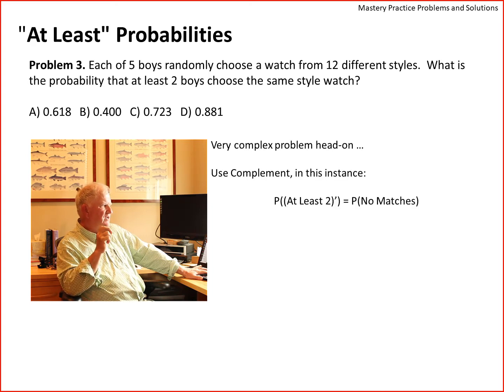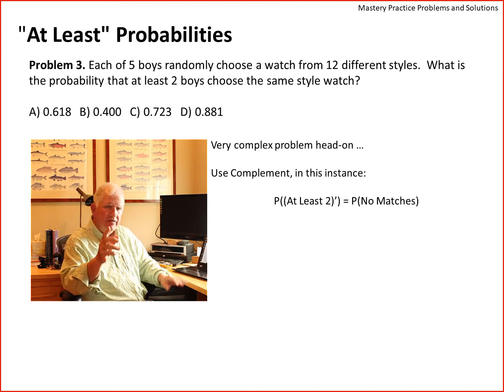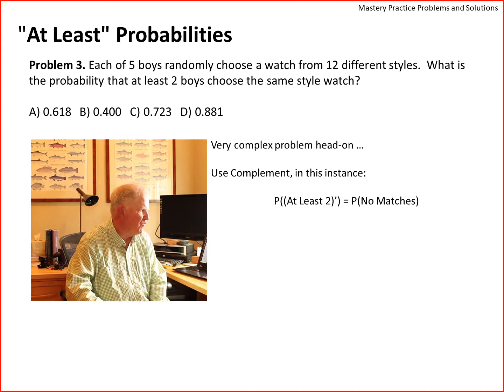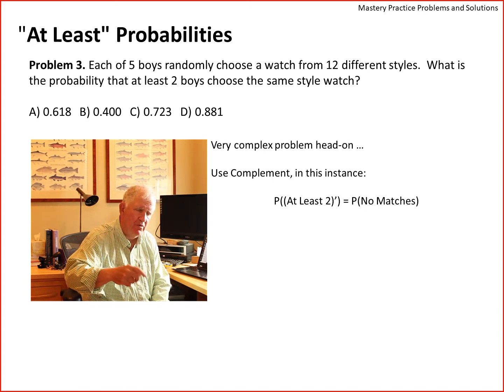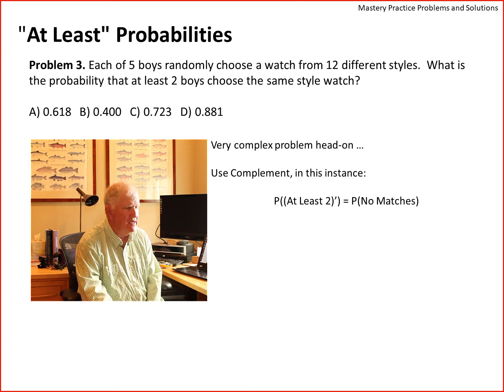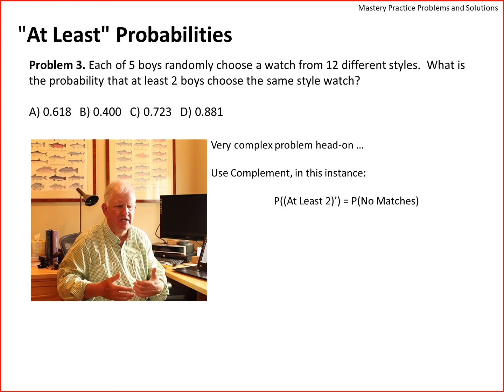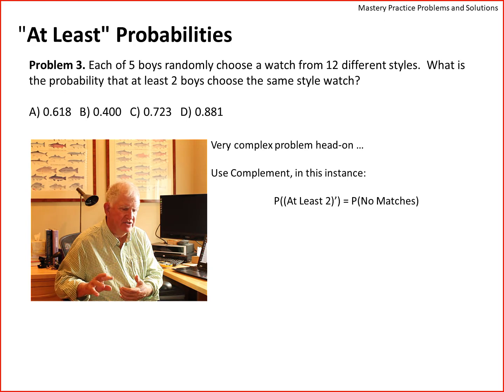And again, what is the complement of at least 2? Generally, the complement of at least 2 would be 0 or 1. But in this case, and you'll see this many times coming up in this course, each of 5 boys randomly chooses a watch from 12. It doesn't make any sense to calculate 1. One is nonsensical in this case. 2 boys can match, 3 boys can match, but 1 boy can't match, right? There's no way to do that.